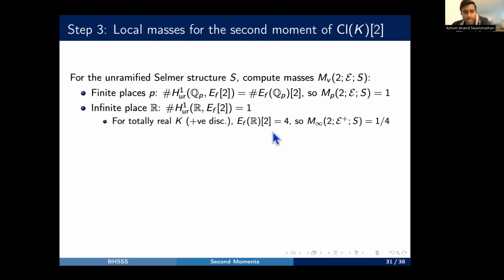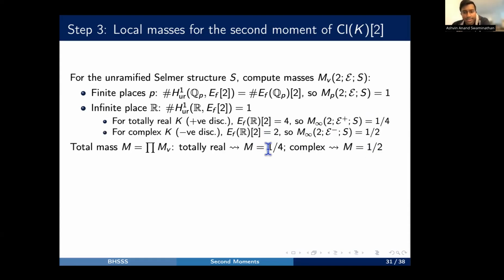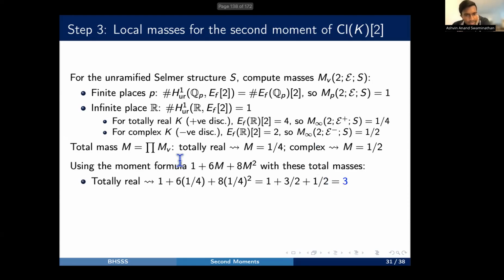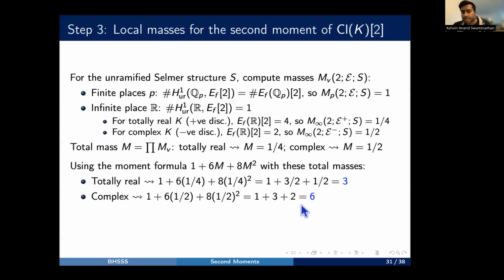But the two torsion in the positive discriminant case has size 4, so you get a mass of 1/4. Two torsion in the negative discriminant case has size 2, so you get a mass of 1/2. And then the total mass is just 1/4 or 1/2, depending on positive or negative discriminant. And then using the moment formula, 1 plus 6m plus 8m squared, with these masses, you get 3 in the totally real case and 6 in the complex case. And that proves those upper bounds.